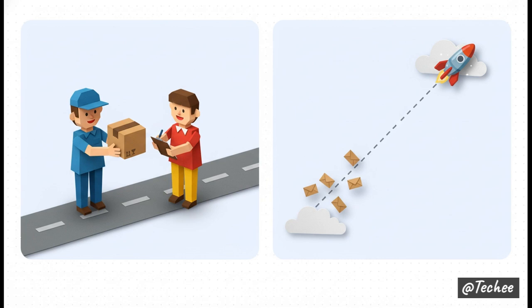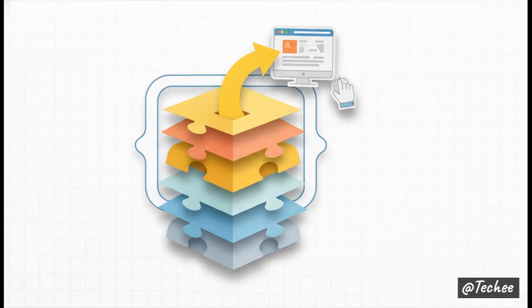Then you have UDP. UDP is like throwing a postcard in the mailbox. It's super fast, with very little fuss, because it just sends the data and hopes for the best. It's perfect for things like video streaming or online gaming, where a tiny glitch here and there doesn't matter, but speed is everything. And that brings us to the very top of our model.